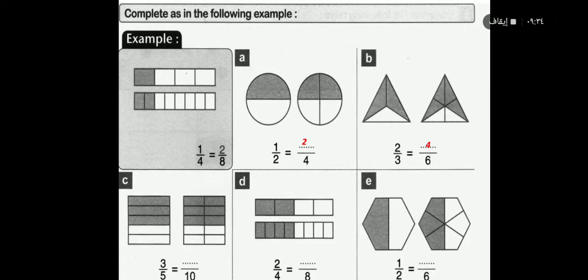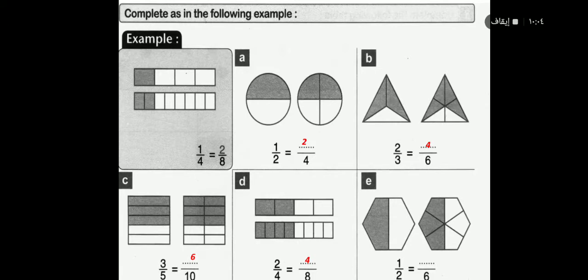Figure C. 3 over 5 equals? Count with me the shaded parts: 1, 2, 3, 4, 5, 6. 6 over 10. 3 over 5 equals 6 over 10. Figure D. 2 over 4 equals? Count with me the shaded parts: 1, 2, 3, 4. 4 over 8.